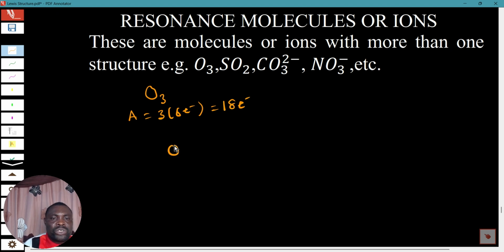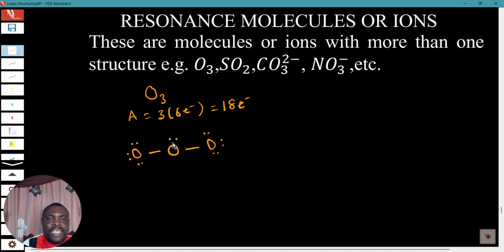Now let's have the structure of ozone. One of the oxygen atoms is the central atom. Let's complete the octet. This is 8 electrons plus 8 electrons, making 16 electrons. There are 2 electrons remaining. That will be a lone pair on the central oxygen atom. Now, if you look at the structure of ozone, you will discover that the central atom has 6 electrons, 2 bond pairs and 1 lone pair, making 6 electrons.